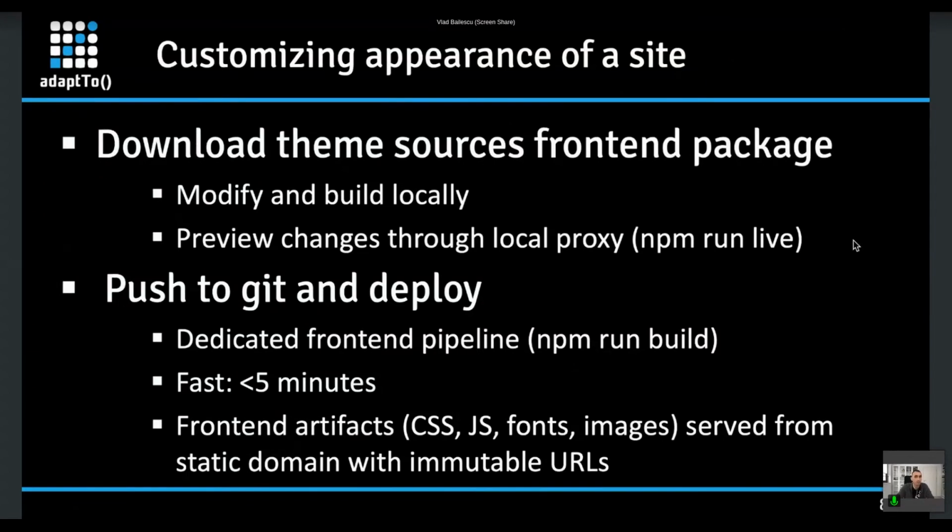And once you're happy with the changes, you just push them to Cloud Manager Git and you trigger a front-end deploy. There will be a dedicated front-end pipeline. It's basically just calling npm run build. It's fast, and it will get your front-end artifacts available to be served from a static domain with immutable URLs in a purely Jamstack style. It's as simple as that.